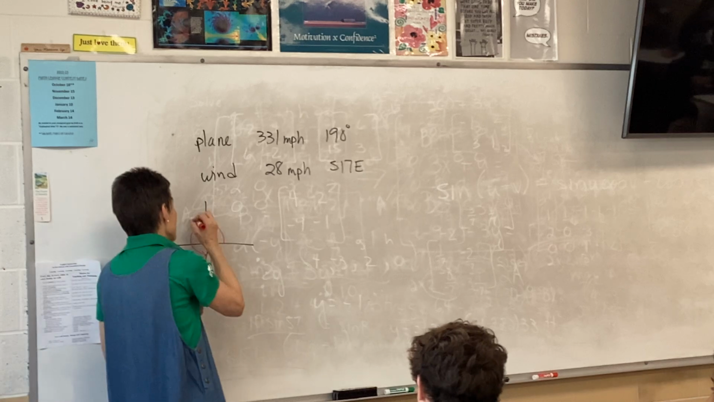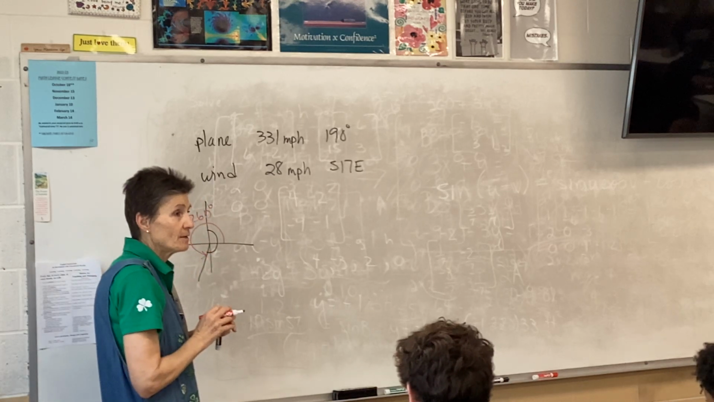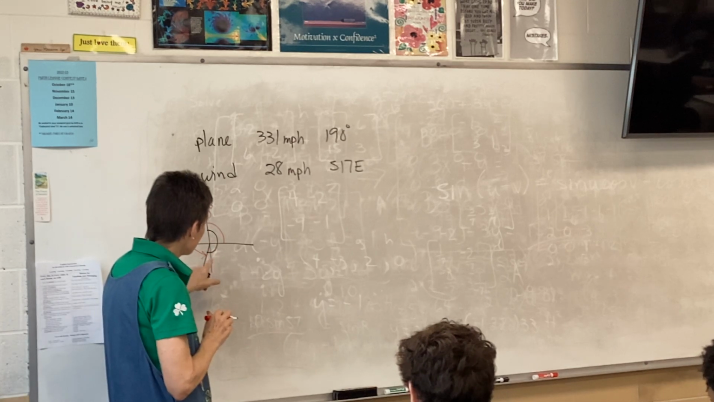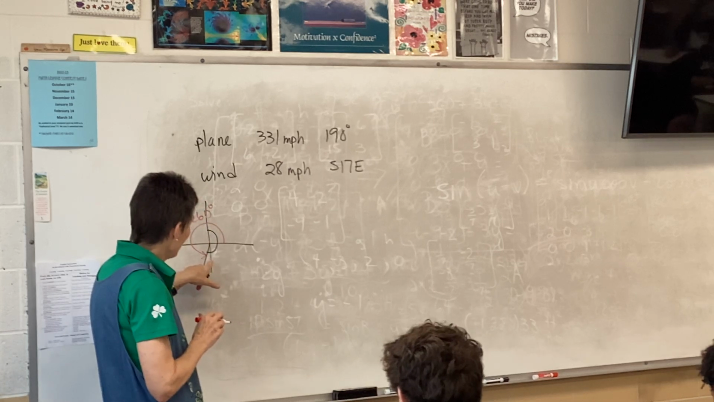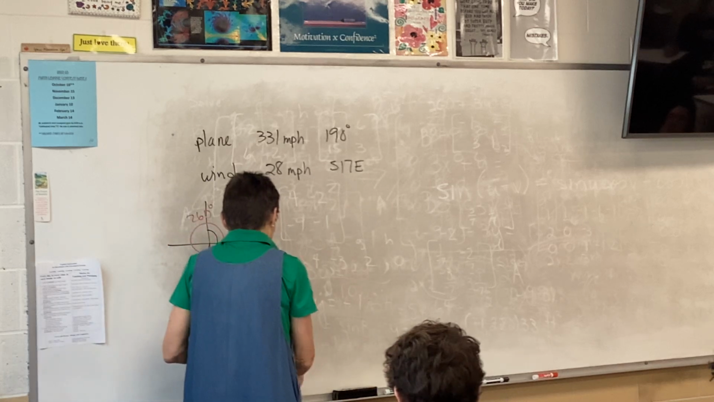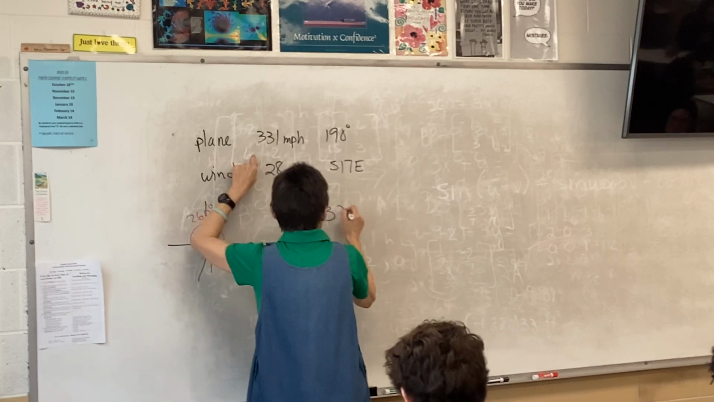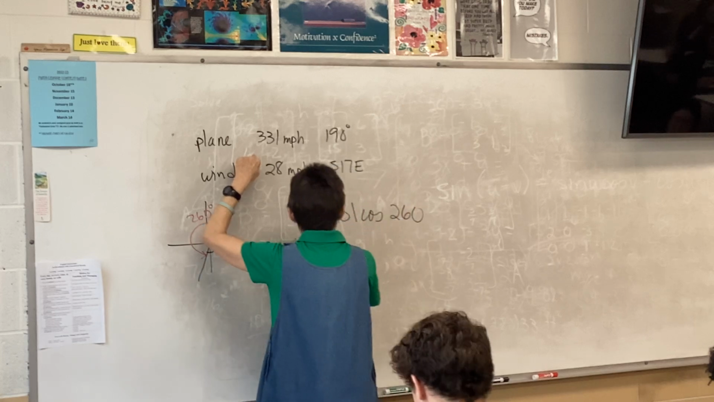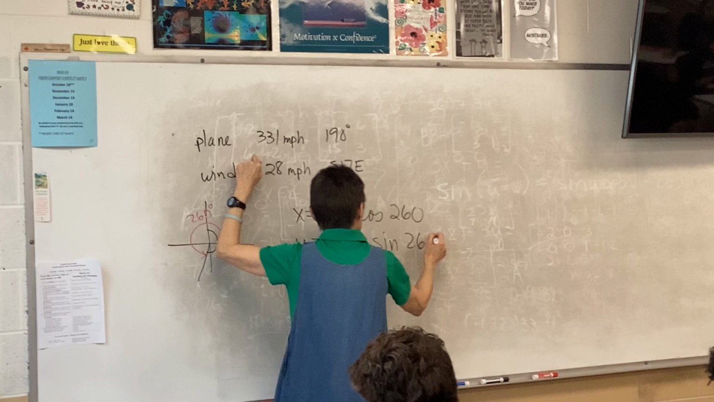Sydney says 260. Do you agree with her? Yeah, I think so, because if this is 190, isn't that little angle 10? And we're going all the way around almost to here, so 260. So my plane's components are 331 cosine 260 and 331 sine 260. All right, you with me, Sydney?